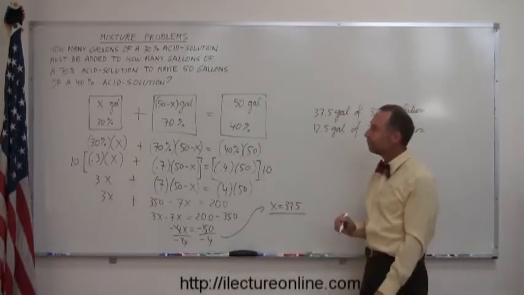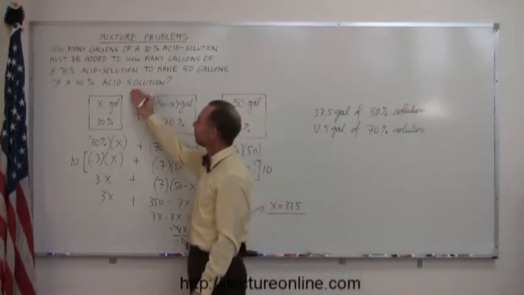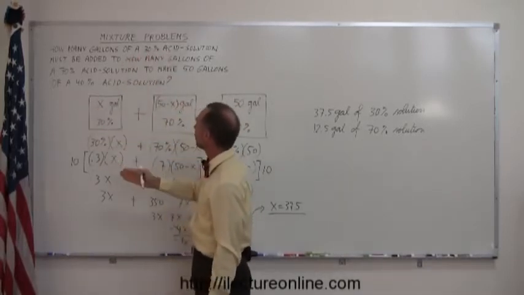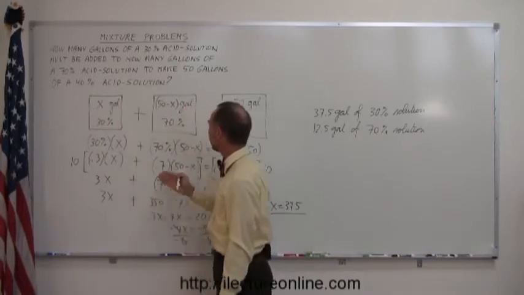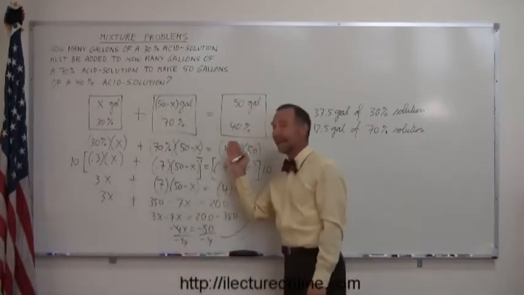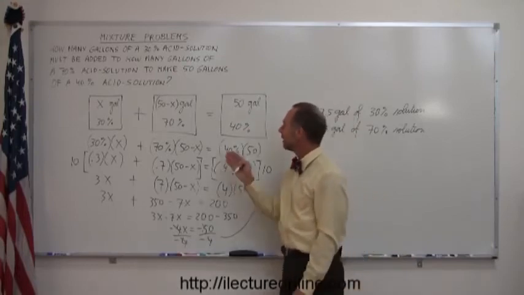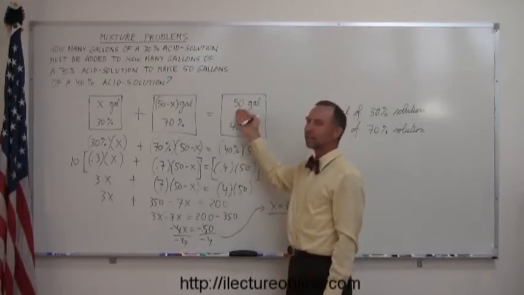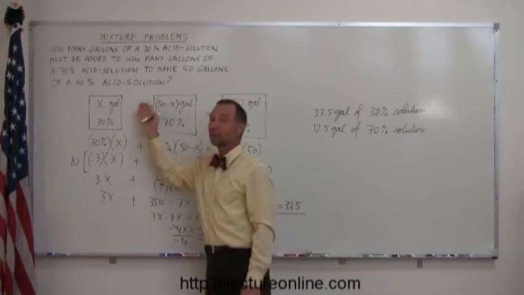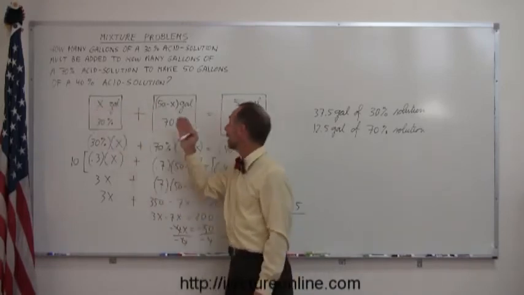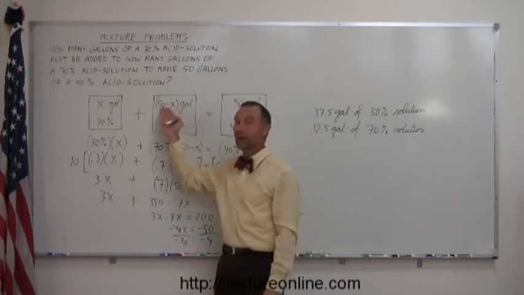So, quick recap: you read the problem carefully, you recognize you're adding two mixtures together. One mixture is 30%, the other mixture is 70%, and you want finally to end up with a mixture that's only 40%. They tell you that you end up with a 50-gallon mixture. They don't tell you how much of each of these two mixtures you have to add, so you let x be the amount for the one, and the total, 50, minus x be the amount for the other.